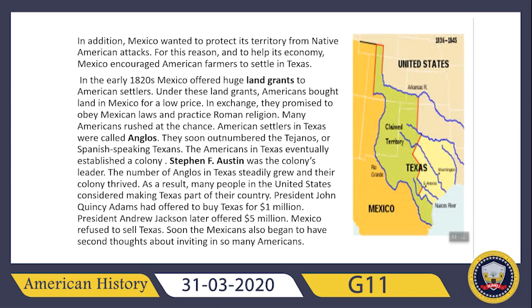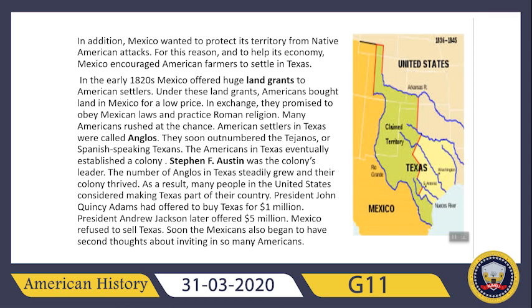In the early 1820s, Mexico offered huge land grants to American settlers, and under these land grants, Americans bought land in Mexico for a low price. In exchange, they promised to obey Mexican laws and practice the Roman Catholic religion. So these were the terms and conditions: if they bought land at a low price, in return they promised to follow Mexican laws and practice the religion. Many Americans rushed at the chance.